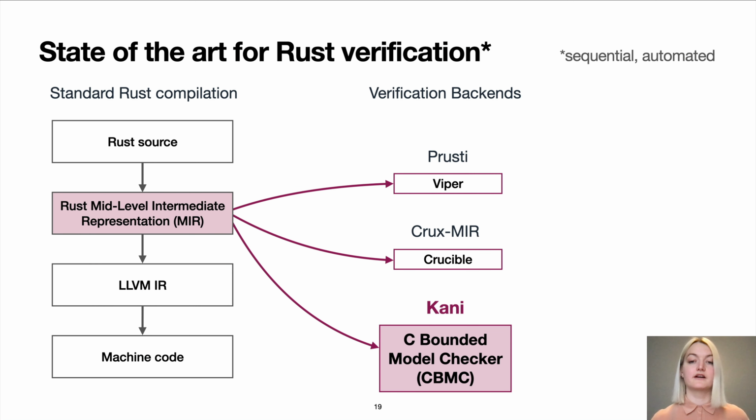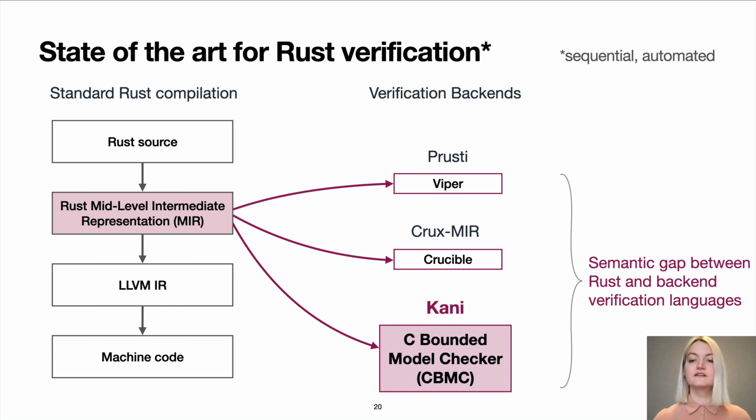On the other hand, there are different tools that target the Rust MIR level. For example, the Prusti tool based on the Viper infrastructure, Crux-MIR based on Crucible, and our own tool Kani, which is based on the C bounded model checker, or CBMC. So the advantage here is we get to keep a lot of Rust type information, with a disadvantage that there's a much larger semantic gap between Rust and the backend verification languages. A lot of these languages are based on C, C++, or other languages that, while similar to Rust, have a lot of differences in their type systems.